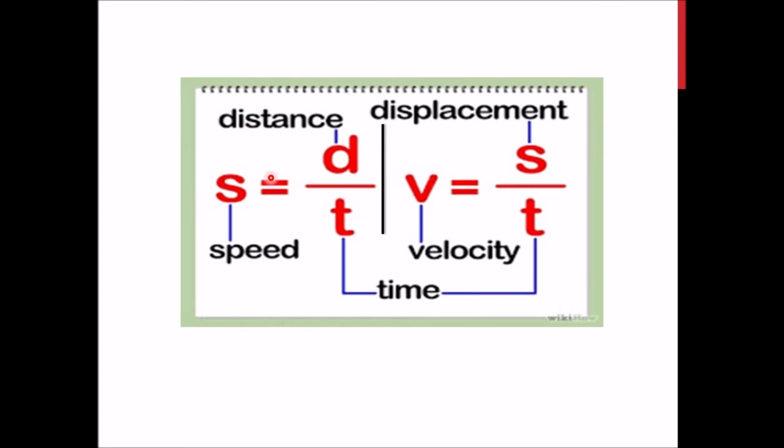So here is the formula for distance and displacement. Generally speed is equal to distance upon time, whereas displacement mainly depends upon the velocity. Velocity is nothing but displacement by time. Distance by time, you will get speed. Displacement by time, you will get velocity. This is the general formula for it.